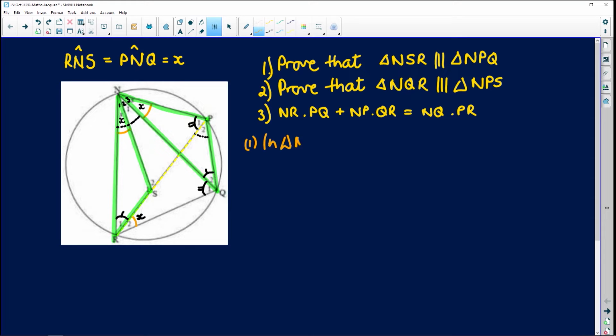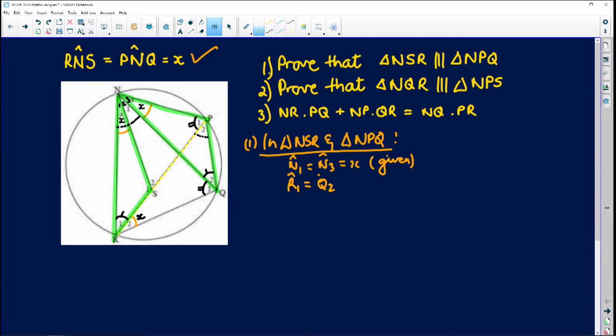In triangle NSR and triangle NPQ, always remember, you've got to tell the person who reads your work the triangles you're working in. So in NSR, this one, N1, is equal to N3, and they're both equal to X, and folks, that was just given to us. That was this information up there. Then we said that angle R1 is equal to angle Q2. The reason: angles in the same segment.